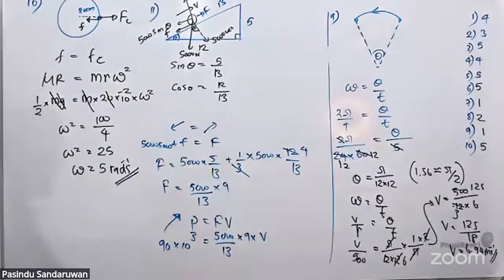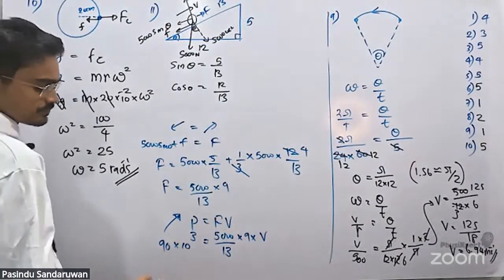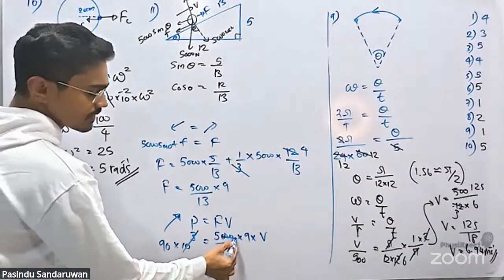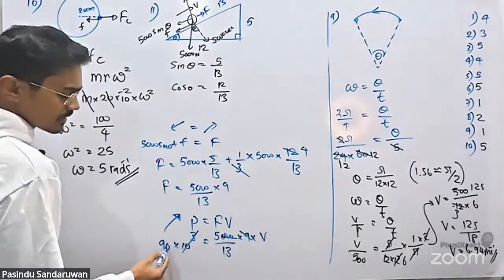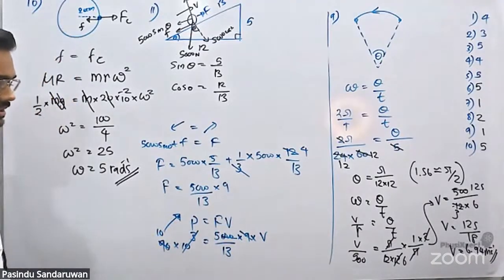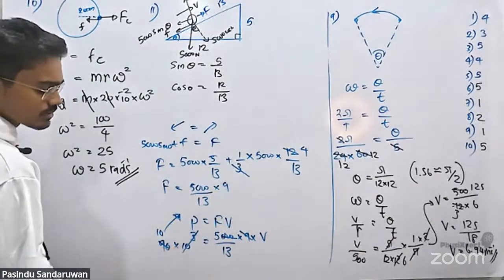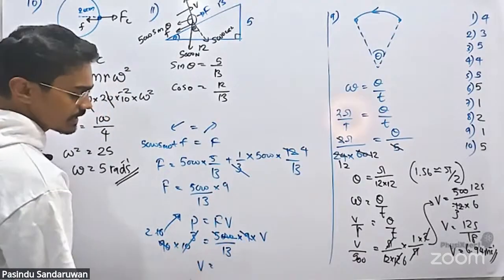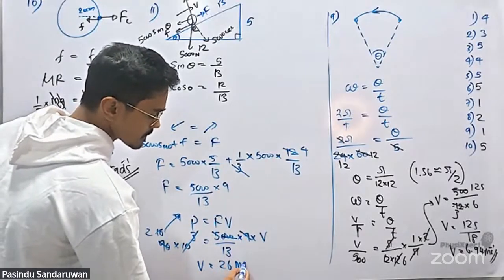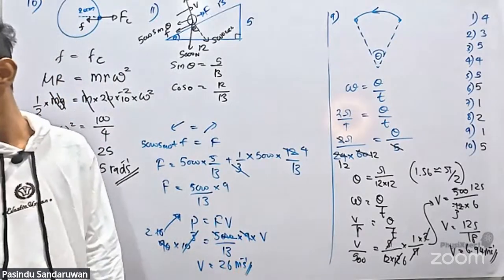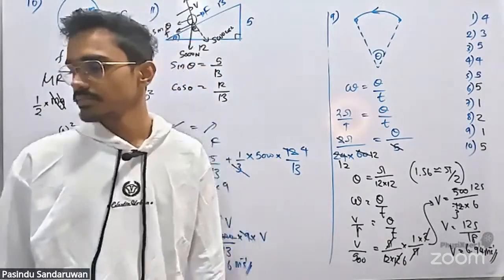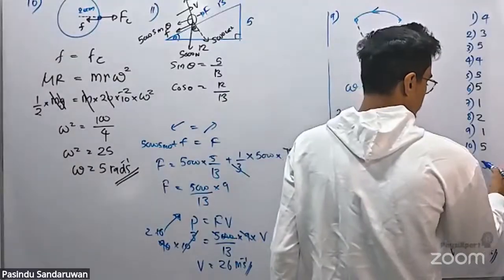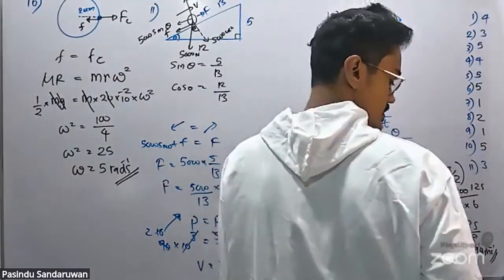Right? Okay, then 9 into 90 cancels, 10 to the power 3 cancels. Then 9 into 90 cancels 10. Right? Then 10 and 5 also cancel, 5 times 2. So V comes as 13 times 2, 26. V is 26. It's answer 3. For 11, answer 3.